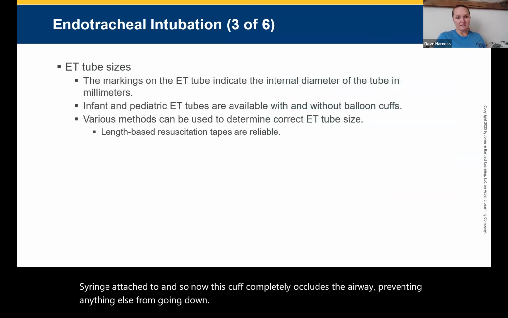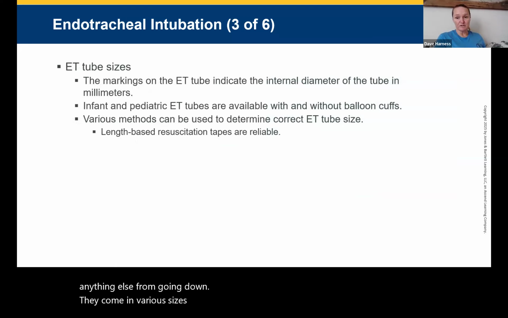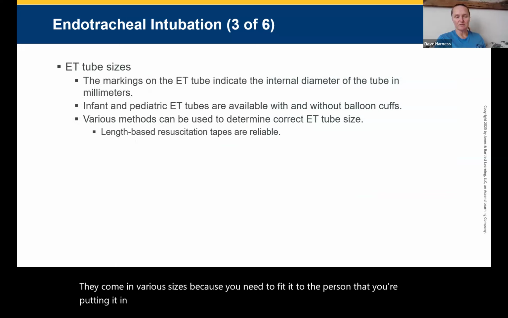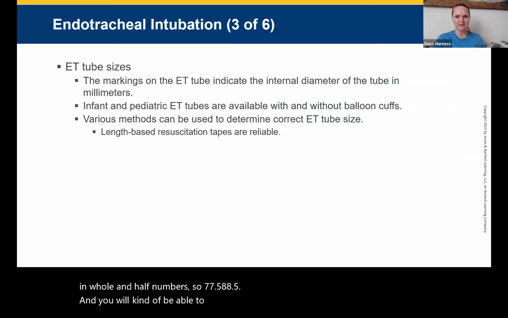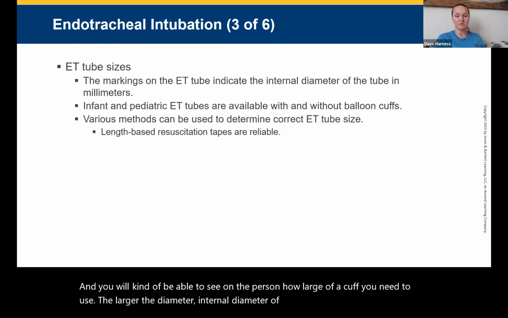They come in various sizes because you need to fit it to the person that you're putting it in. The most common sizes for an adult are between a 7 and a 9. It comes in whole and half numbers, so 7, 7.5, 8, 8.5. And you will be able to see on the person how large a tube you need to use. The larger the internal diameter of the tube, the more air you can move through with each breath.